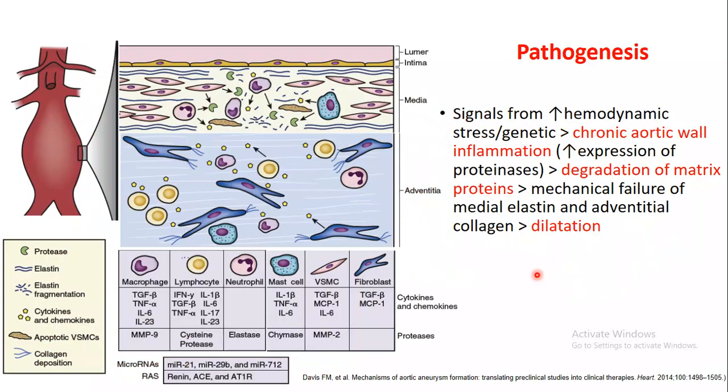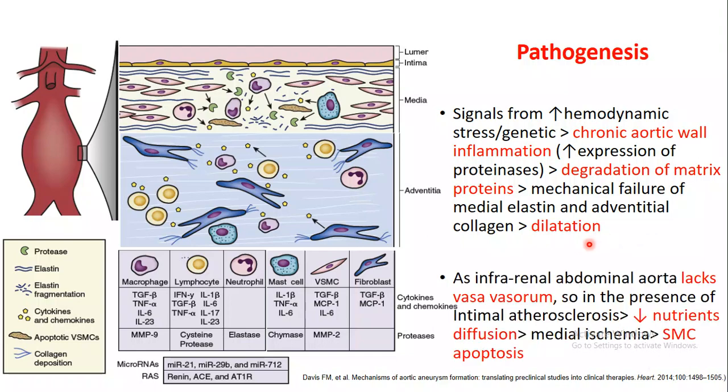At the molecular level, the previously mentioned risk factors cause increased hemodynamic stress that leads to expression of genes responsible for proteinase enzymes like metalloproteinase, chymase, and elastase, that lead to degradation of matrix proteins, leading to mechanical failure of medial elastin and adventitial collagen, and finally aortic dilatation and aneurysm formation.